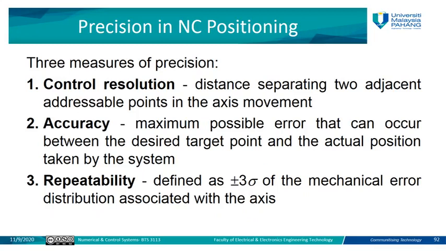There are three criteria, or metrics, used for the precision of the NC positioning system, to define how accurate the system is, its accuracy, resolution, or repeatability. These three measurements begin with the control resolution, which is the distance separating two adjacent addressable points in the axis movement.